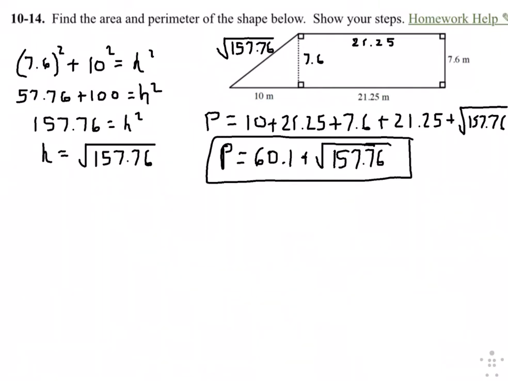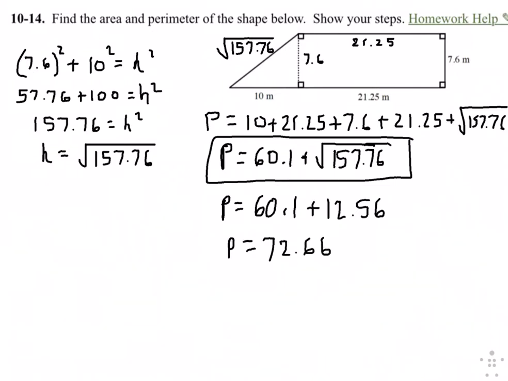If we were going to approximate, right, we would get 60.1 plus 12.56, if I round off to the nearest hundredth, right? And 12.56 plus 60.1 is 72.66. So it comes out to 72.66 meters, if you're going to approximate. So I would say if the instructions say to round, then you would give it in this format. If the instructions don't make any reference, you would be forced to leave it in the exact format, right?